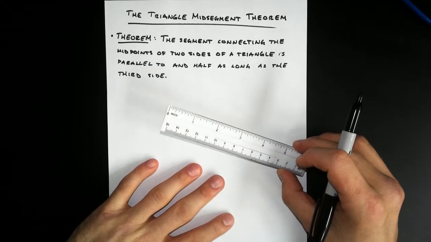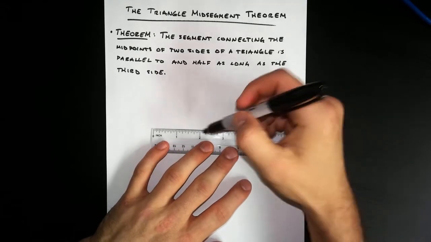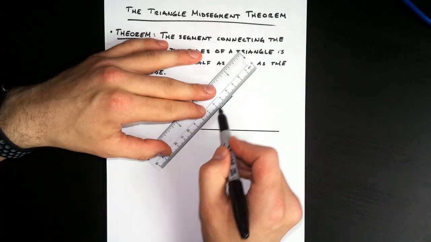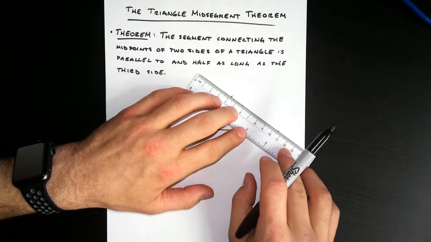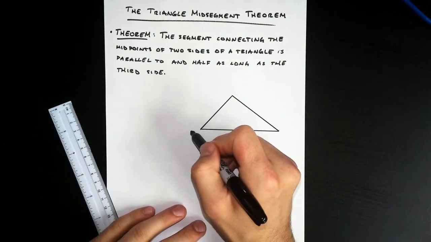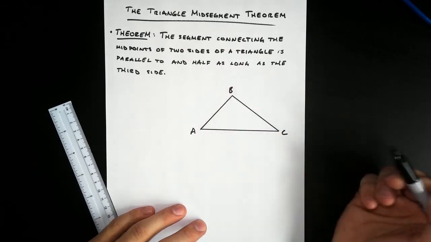So just to make sense of the theorem and what we're looking at, let me draw a triangle to start with. Any triangle here, so this is completely arbitrary. So let's say triangle A, B, and C.